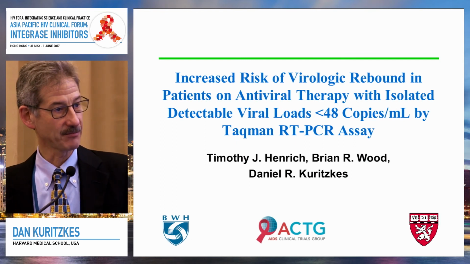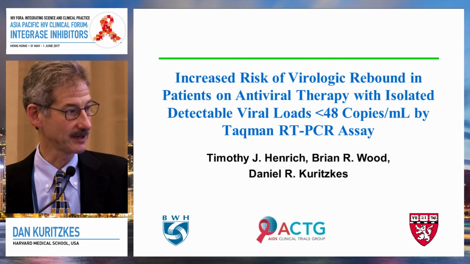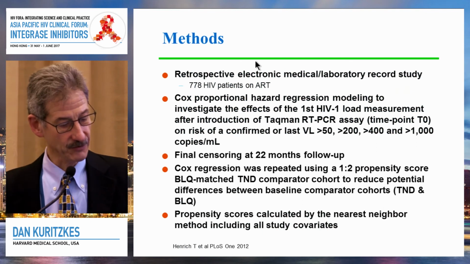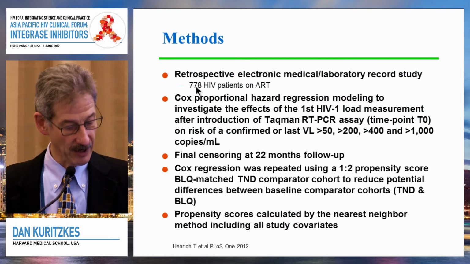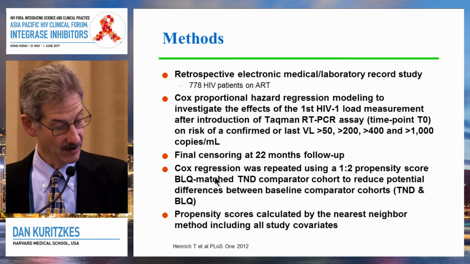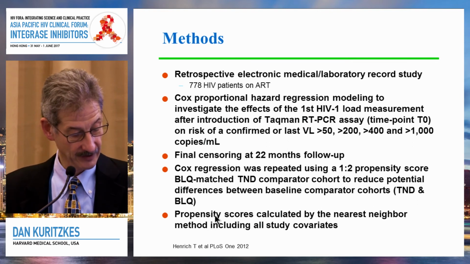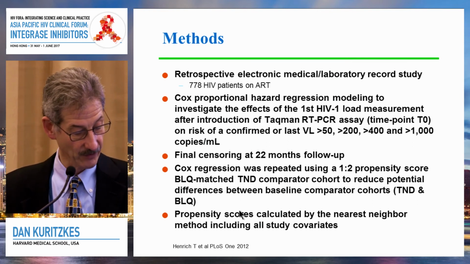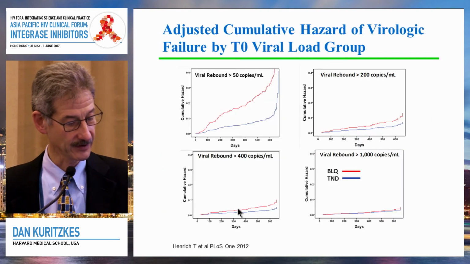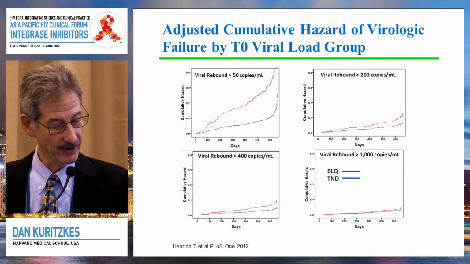So now we suddenly had many more patients with low-level viremia because the assays were able to detect a much lower level of viremia. And so this was a retrospective review of nearly 800 patients. We used Cox proportional hazards regression analysis, followed patients for about 22 months, and then used some statistical techniques to correct for or control for covariates, and I won't go into the details on this. So this is the important slide to remember here.